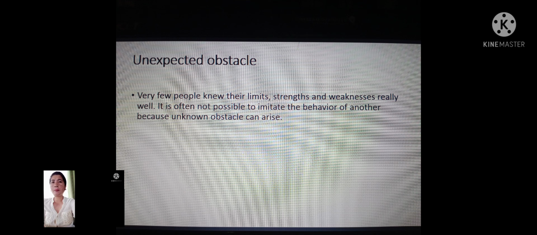So the fourth disadvantage, we have unexpected obstacles. Very few people know their limits, right? Their strengths and weaknesses really well. It is often not possible to imitate the behavior of another because unknown obstacles can arise. This can result in frustration, which leads to resignation.